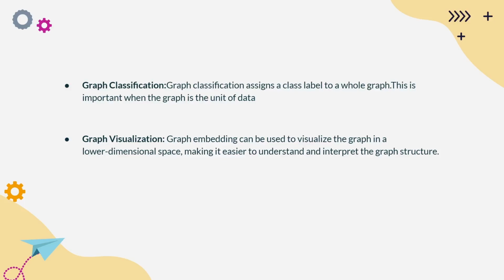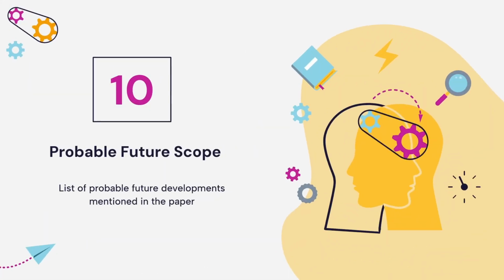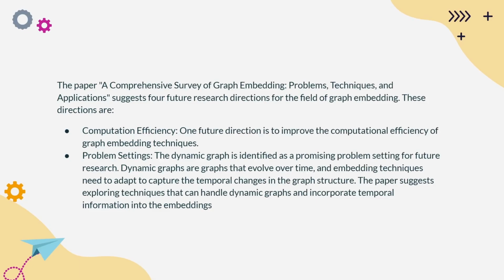Graph visualization. Graph embedding can be used to visualize the graph in a lower dimensional space, making it easier to understand and interpret the graph structure. The paper also discussed some future scope. So the paper discusses the following future scopes in the field of graph embedding. The first one being computational efficiency.